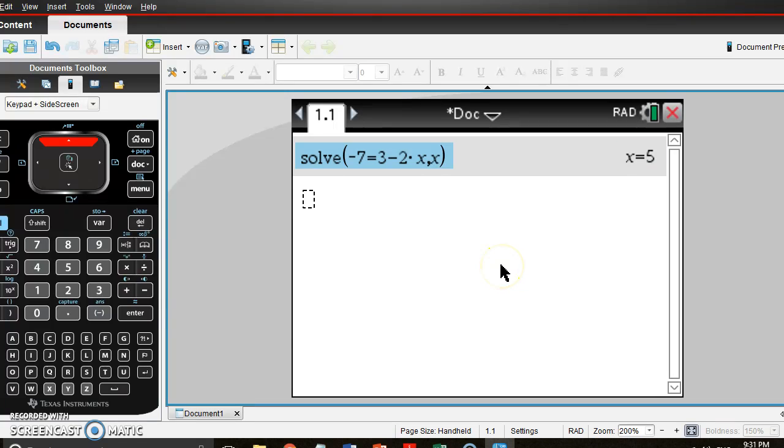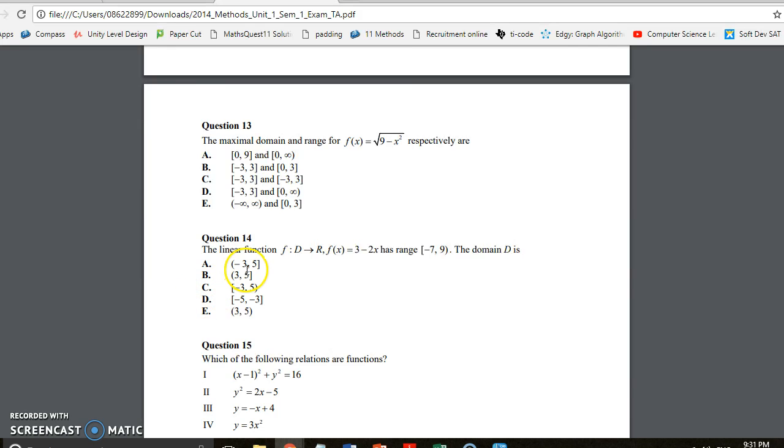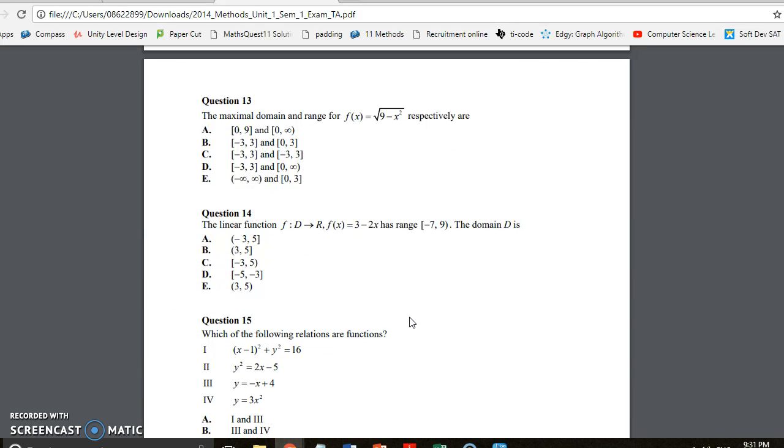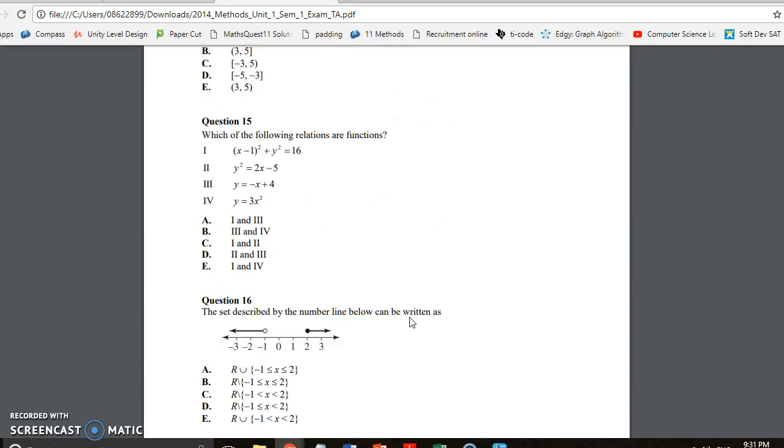Let's do it again for 9. It's -3. So that's our domain. And remember, our domain is expressed just like the range, lowest to highest. So -3 to 5 will be A there. Okay, let's go on to the next question.